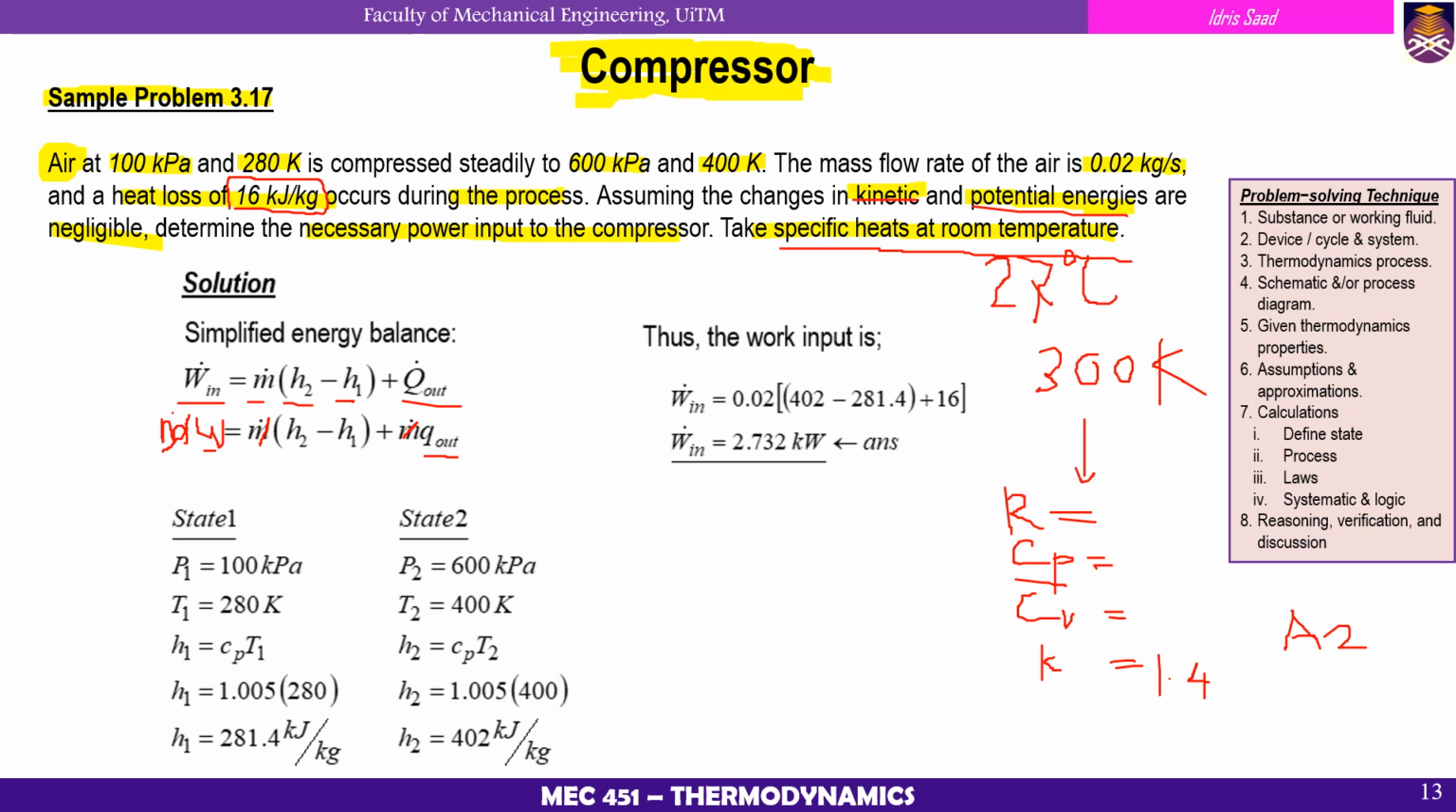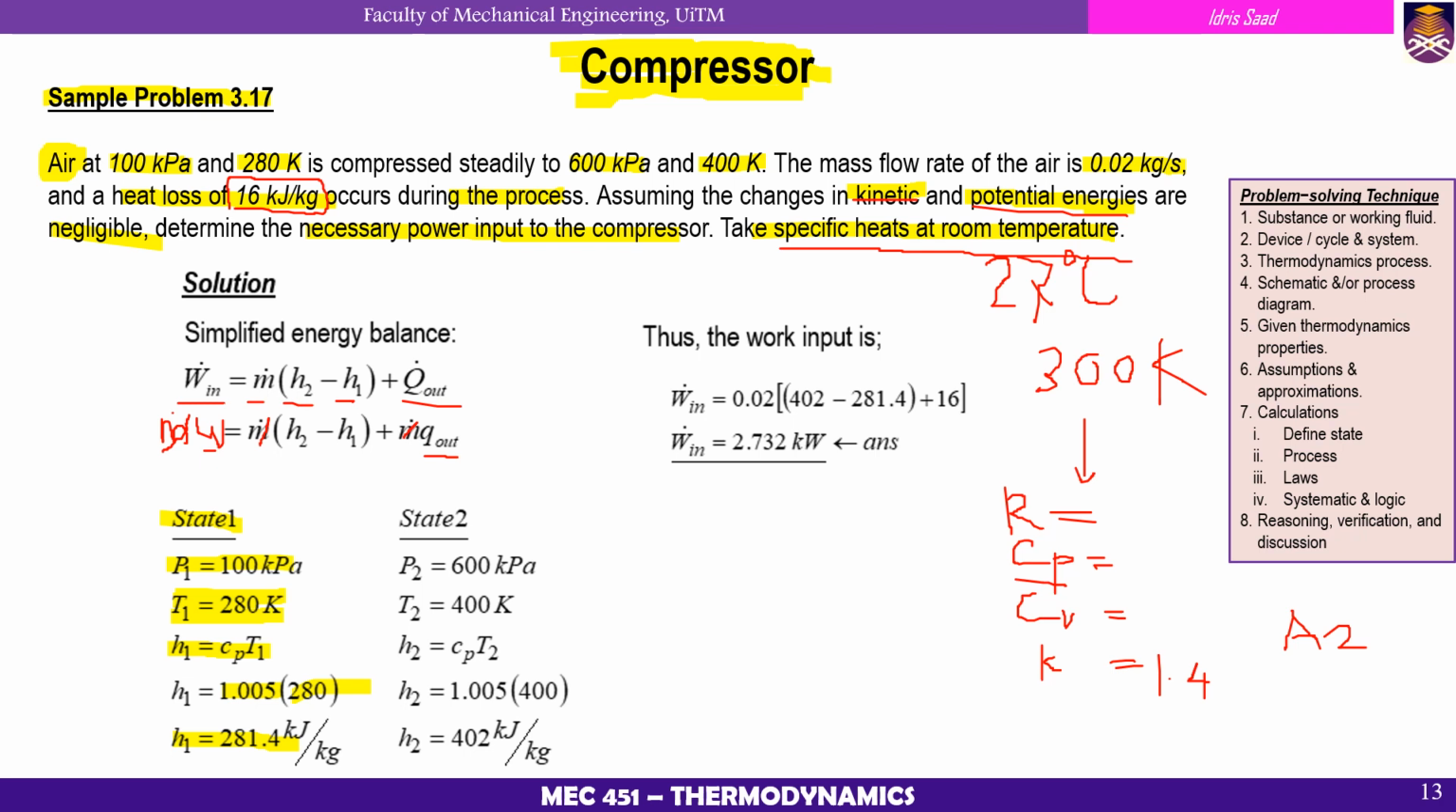Next, what we have to do is check the data for state number 1. We have P1 is equal to 100 kilopascal, T1 is 280 Kelvin. For the ideal gas, H1 is equal to CP T1. CP is equal to 1.005, as I mentioned earlier, taking specific heat at room temperature from the table. Multiply by T1 equal to 280 Kelvin, so we get H1 is equal to 281.4.